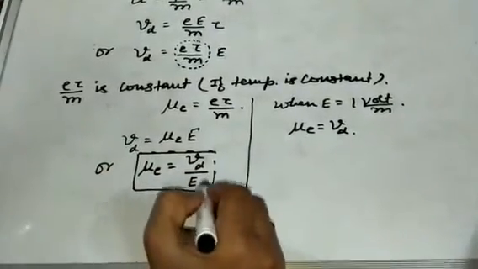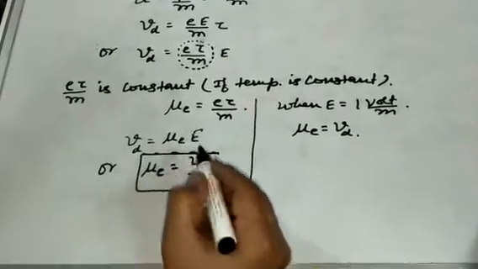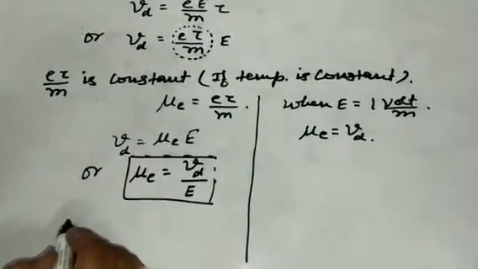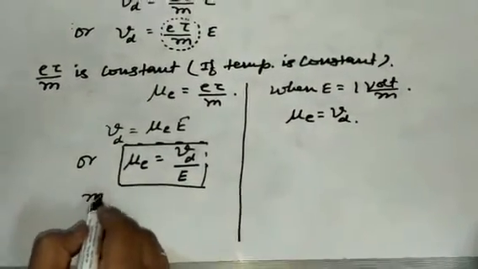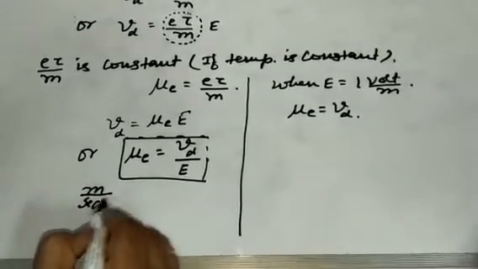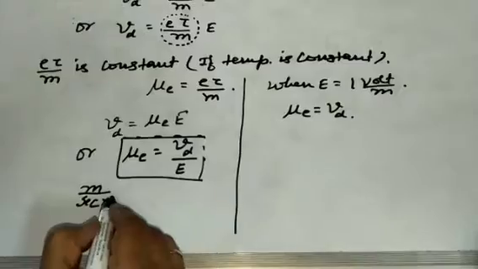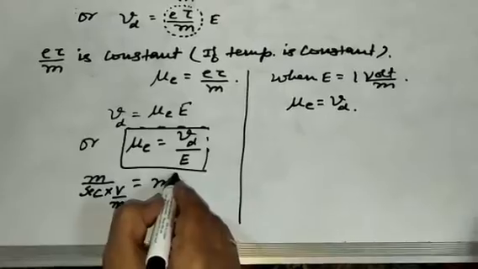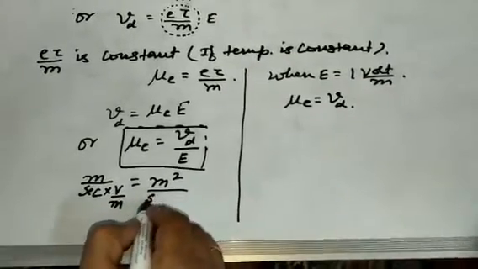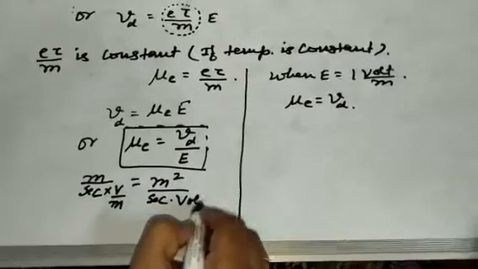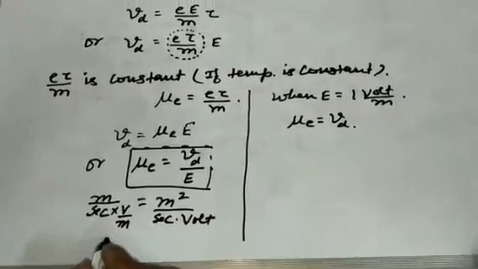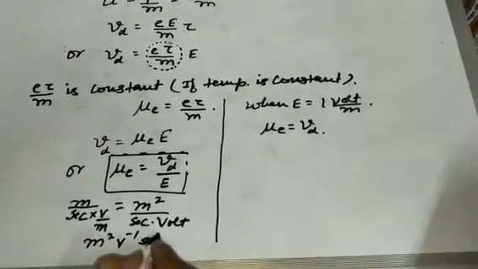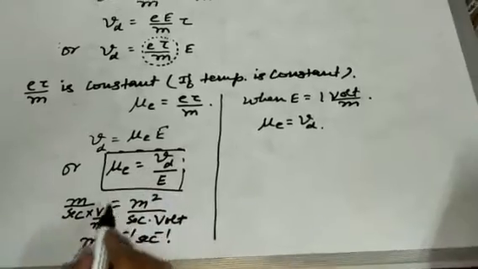And from here we can find the unit of mobility of the electron. For Vd, its unit is meter per second, and for electric field E we can write volt per meter. So we can write its SI unit as meter square per volt per second. This is the unit of the mobility of electron.